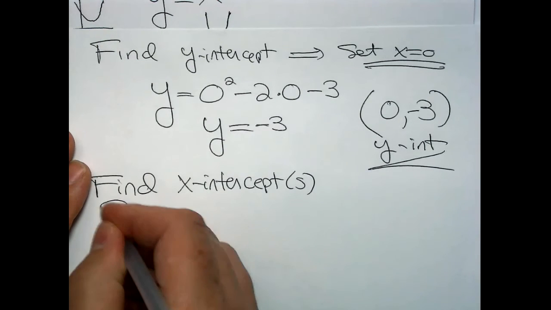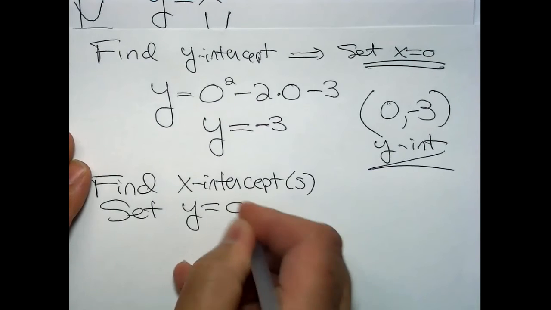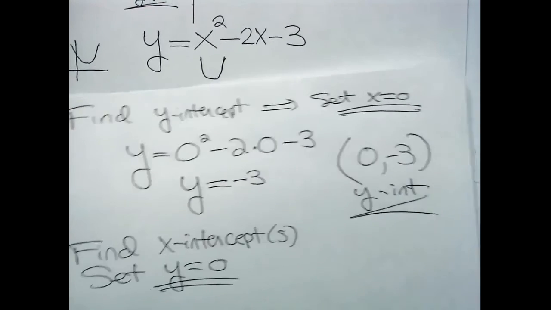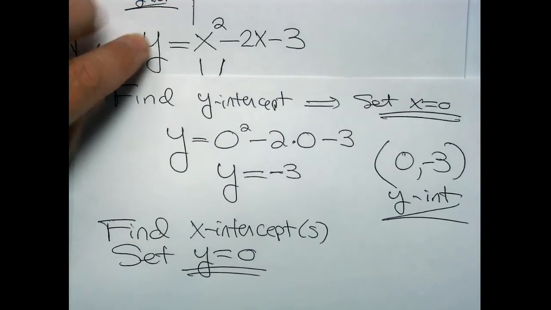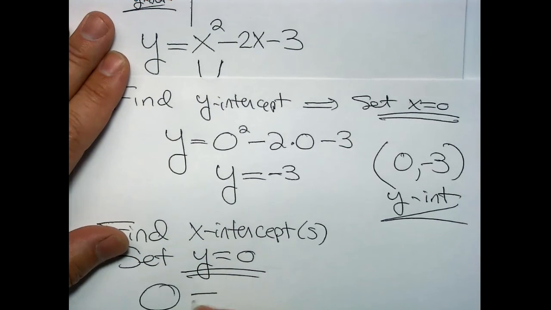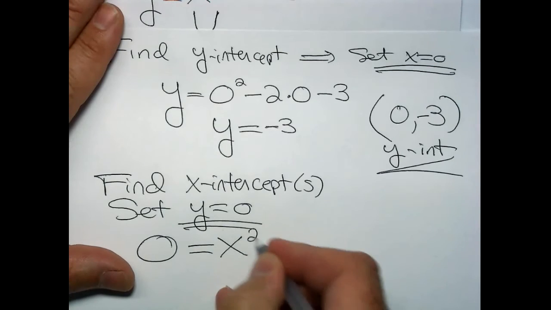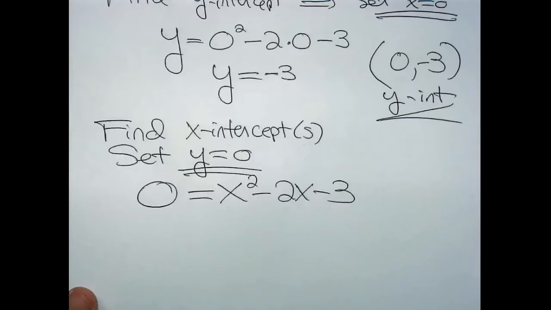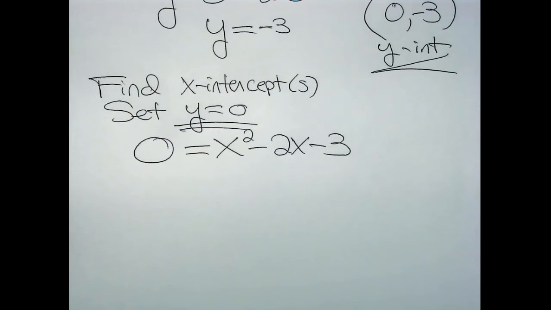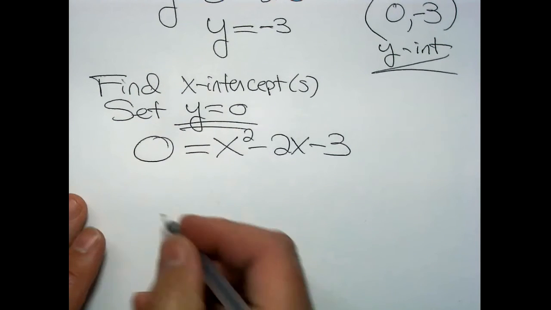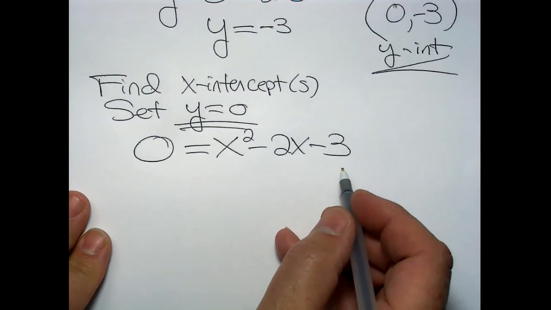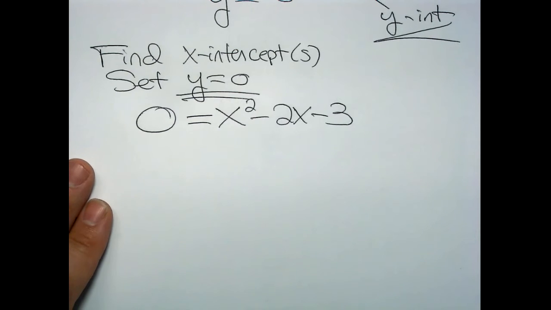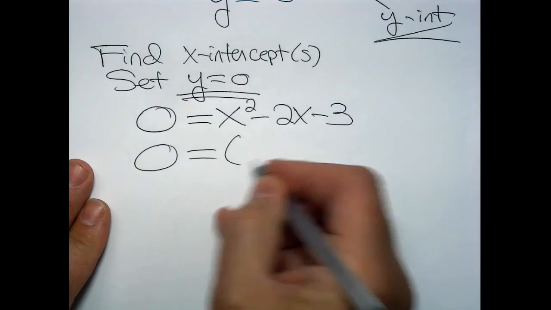But to do this, we set y equal to 0. And so therefore, our function, which is hiding up here, we're going to select this y to be 0. So it will now say 0 equals x squared minus 2x minus 3. And I hope you remember how to solve these, right? Think about it. That's a quadratic equation. There are many ways to solve a quadratic equation. One is factoring. The other is the quadratic formula, completing the square. This one is factorable.